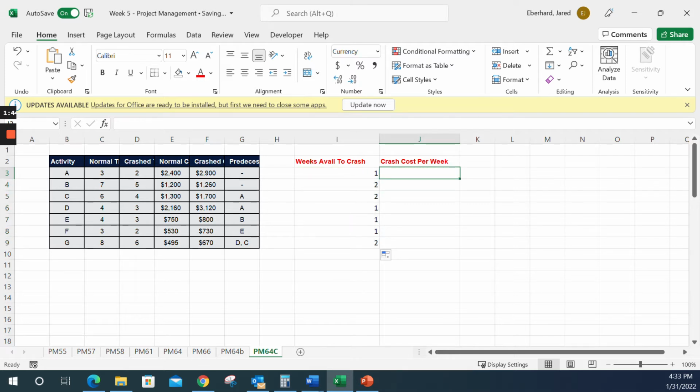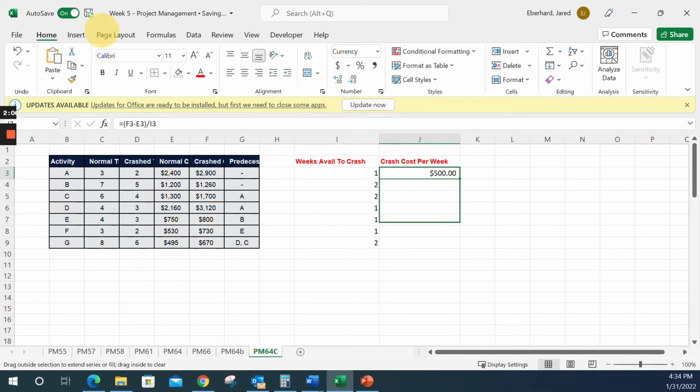My crash cost per week is going to equal, in parentheses, my crash cost minus my normal cost. That gives me my total crash cost, but since I'm having multiple weeks in some cases, I have to divide this by my weeks available to crash.